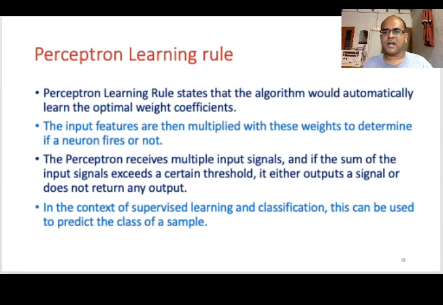So the perceptron will receive multiple input signals. If the sum of the input signals exceeds a certain threshold, what I stated as say minus 0.1, it outputs a signal, or does not return any output, or it might return plus 1 or minus 1 and so on based on the kind of context and application. So this is how, in the case of a supervised learning method and classification, I will be able to predict the class of a sample. Simple.